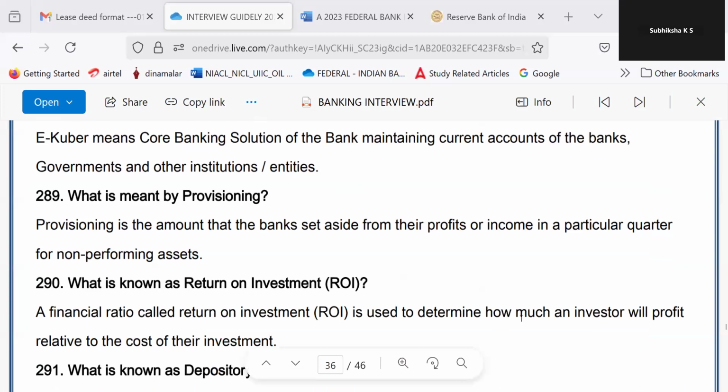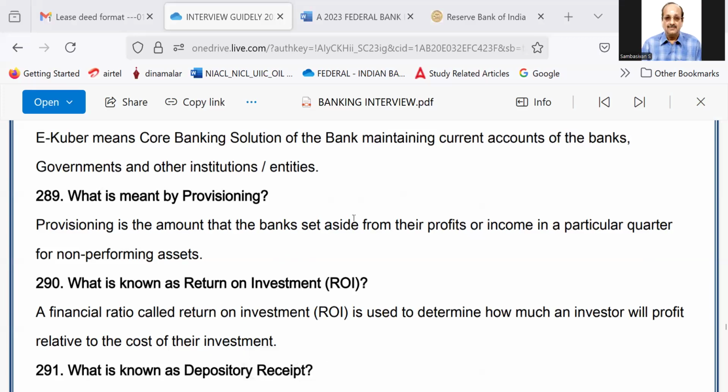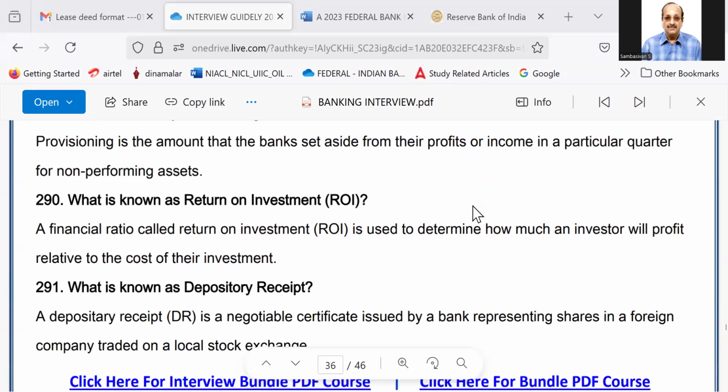289. What is meant by provisioning? Provisioning is the amount that the bank set aside from their profits or income in a particular quarter for non-performing assets. This one I have already discussed in detail in one of the videos earlier. Continue.